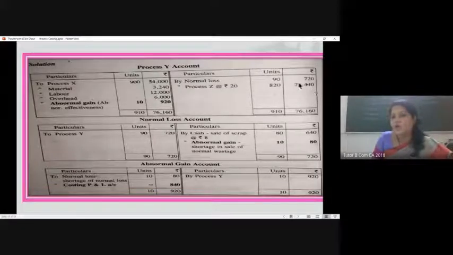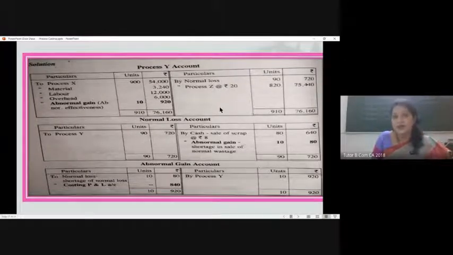This value, how do we arrive at? You know it. It's a balancing figure. We know this value, it's a balancing figure. And how do I get it? It's 20 per unit. It's just by dividing total cost by number of units, I get 20. So this is process Y account.